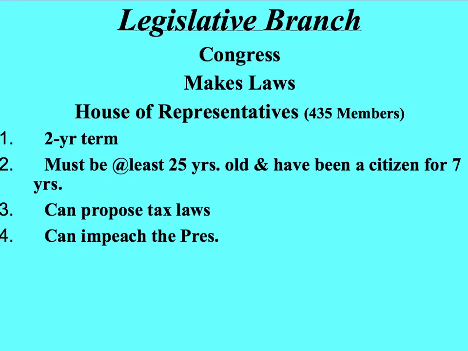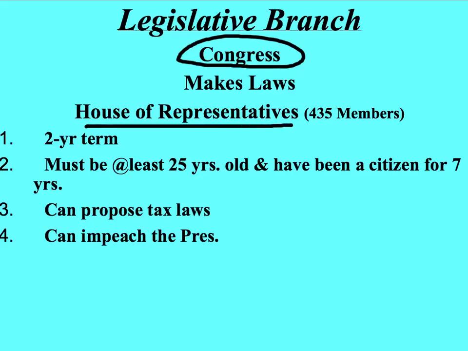Okay, Article 1 of the Constitution deals with the legislative branch. The legislative branch, all right? It has two houses, and both of these houses together make up Congress. The two houses are the House of Representatives and the Senate, which we'll get to in just a second.